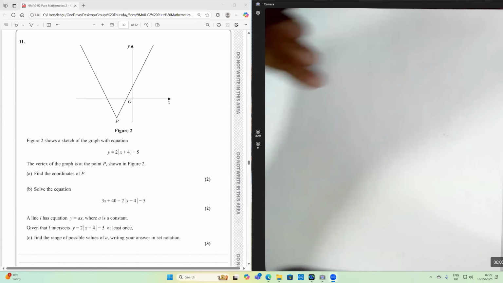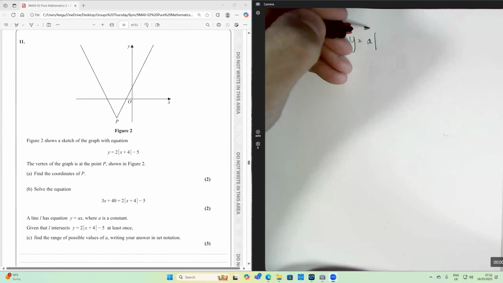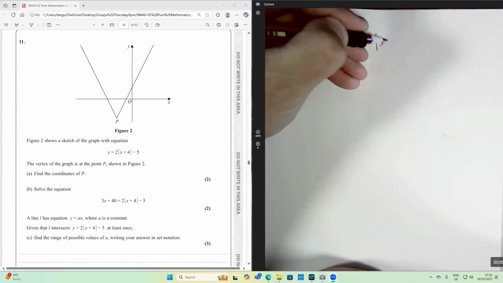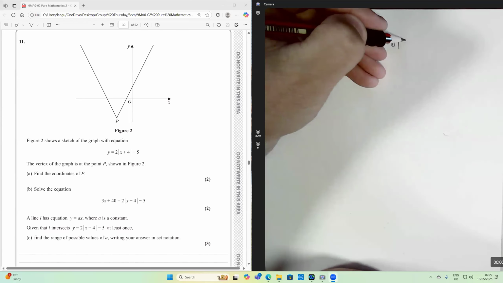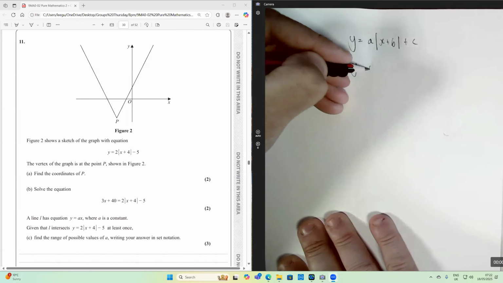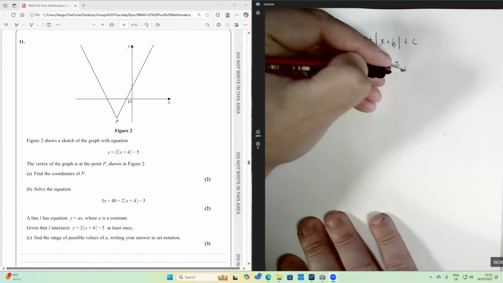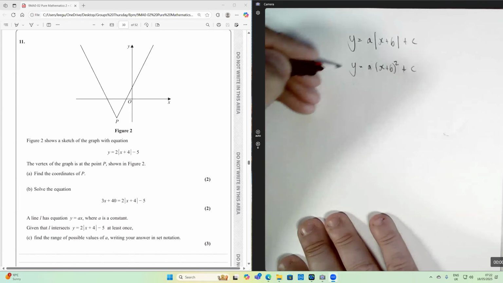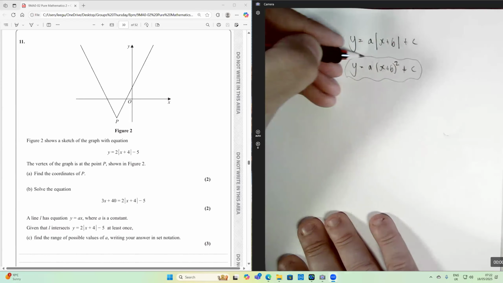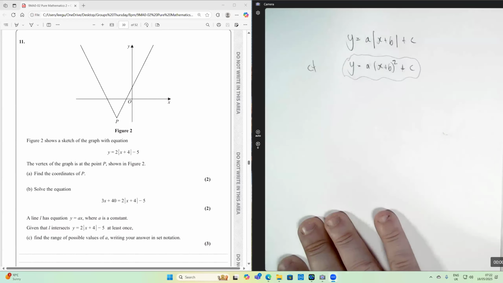But what I would say is when you've got y is equal to a times the modulus of x add b add c, like that, it's very analogous to this form of completing the square. Okay, so it's not the same thing, but it is. But just put a little bubble around that. I'll put CF for compare with.